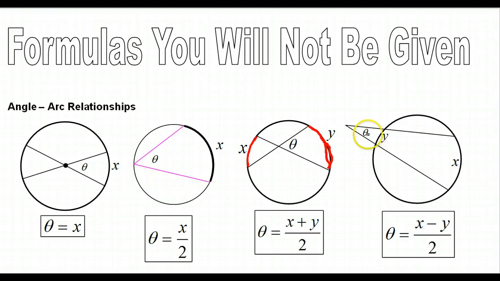On the other hand, if the angle is completely outside the circle, then we're going to use almost the same formula, but we're going to subtract instead of adding. So the angle is equal to the big arc minus the small arc divided by 2. So every time you do a problem, you have to stop and ask yourself, wait a minute, which one of these situations am I in?